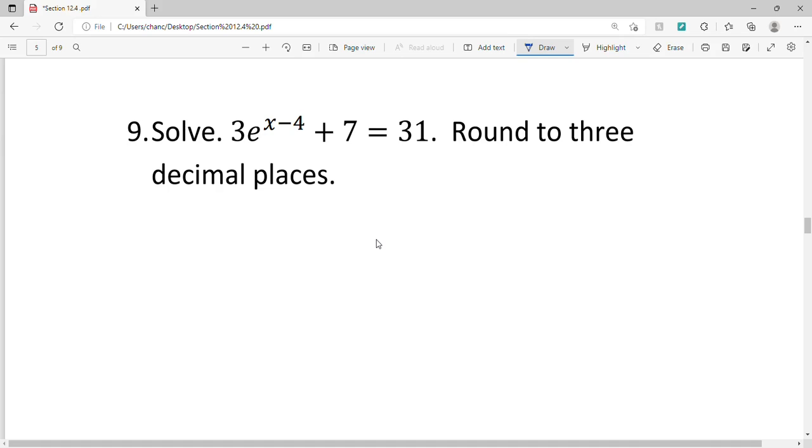In question 9, let's solve 3 times e raised to the x minus 4 plus 7 equals 31, and we'll round to 3 decimal places.